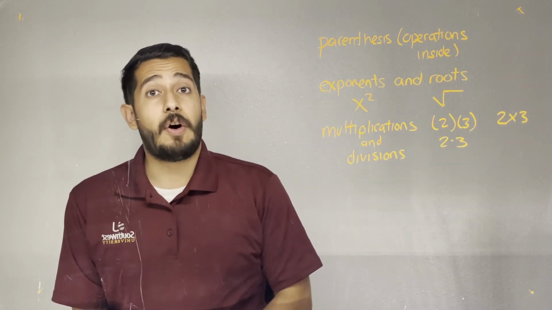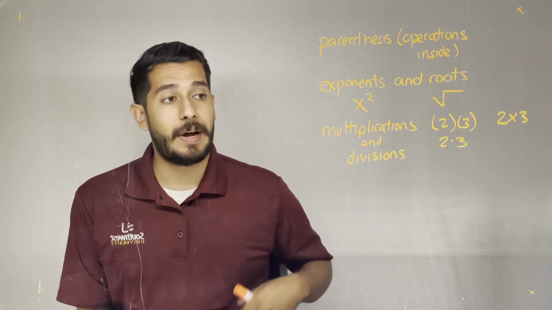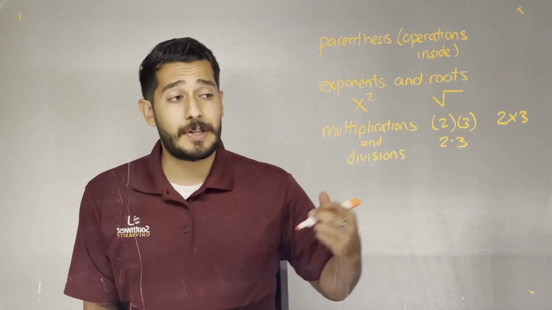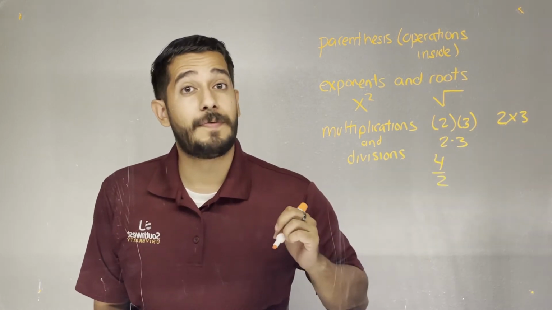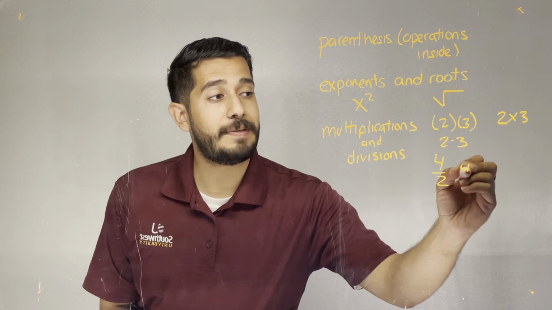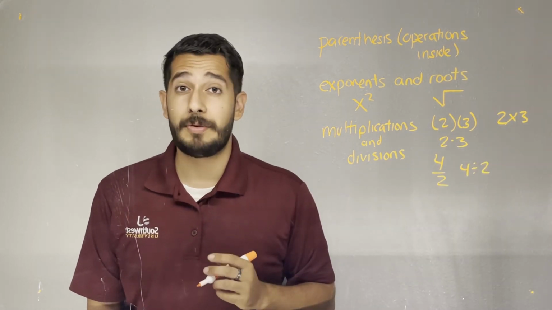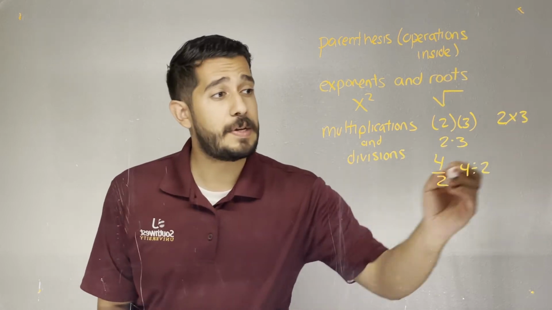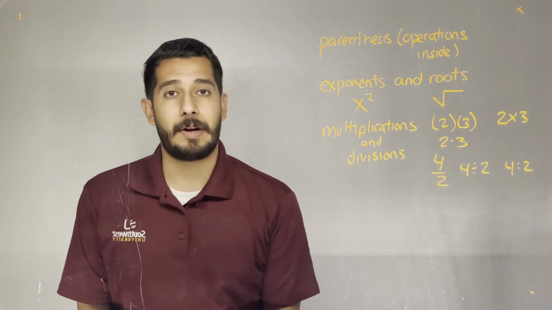The divisions are also going to take the same priority. Whatever happens first, left to right. How are we going to find the divisions? As fractions. We can also find them with the division sign. And also when talking about ratios, which are also divisions, we might find them with a colon.